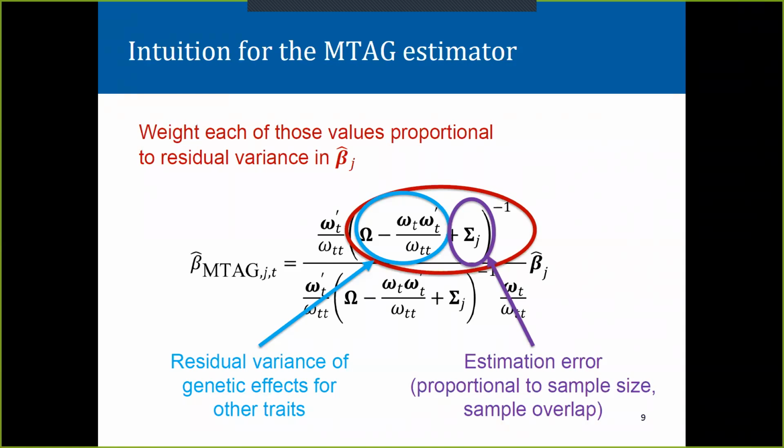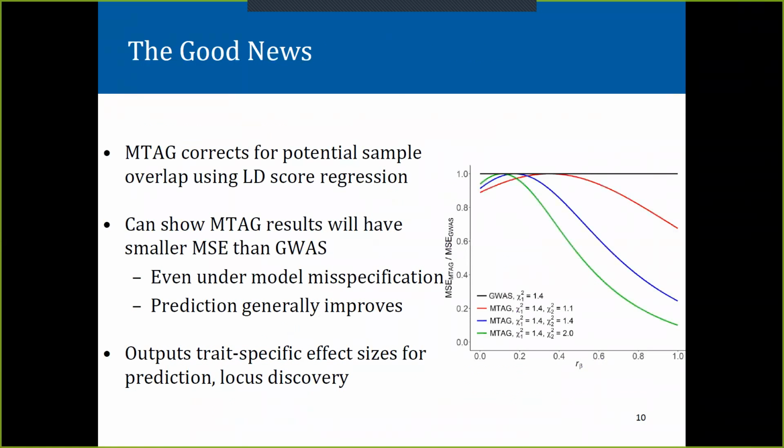But the details are in the paper, and we can maybe chat in the discussion period afterwards if people have specific questions about that. So MTAG can correct for sample overlap, even if the overlap is unknown. Another really powerful property of MTAG is that MTAG will always decrease the mean squared error of the estimates relative to the GWAS estimates. This holds even if the model is misspecified.